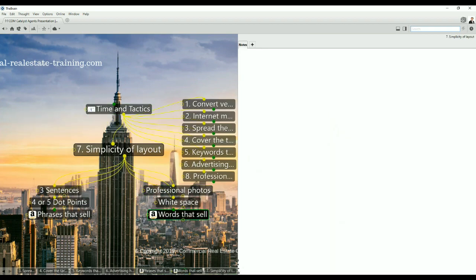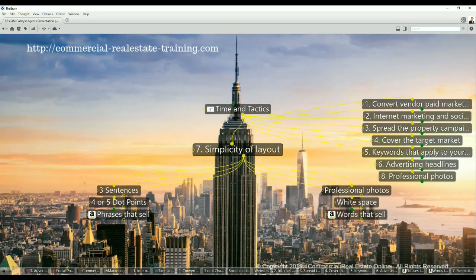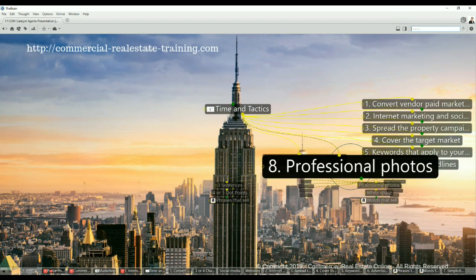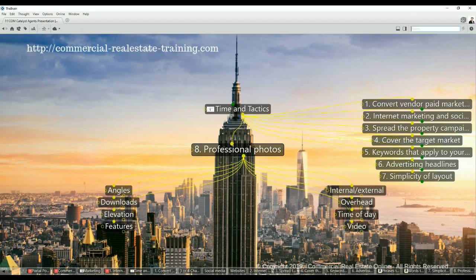So let's go back to the main topic here, and that is the idea of simplicity of layout. I said sentences, dot points, professional photos, white space, and then words that sell and phrases that sell. Don't forget the books. Easy to get, cheap. Lastly, professional photographs. What do you need to think about with professional photographs? Well, these particular photographic recommendations are quite useful.